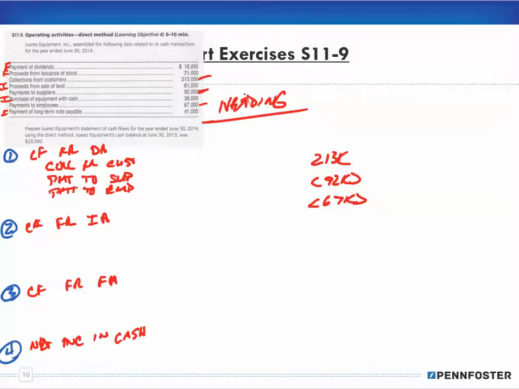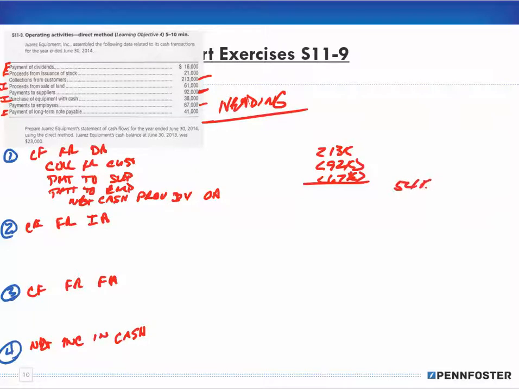Right? So I only have 3 operating activities, so my net cash provided by operating activities. Let me rewrite these numbers smaller to make it easier: 213,000, 92,000, and 67,000. And that gives me a total of 54,000 for the net cash provided by the operating activities.